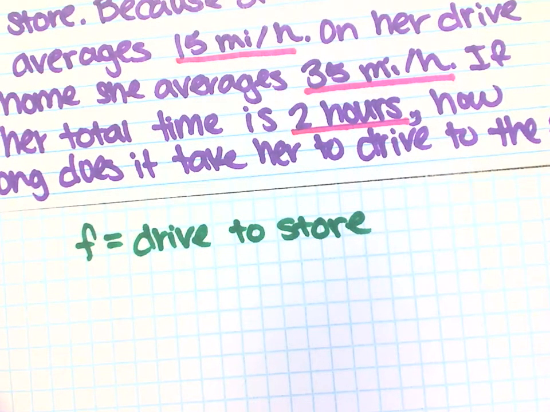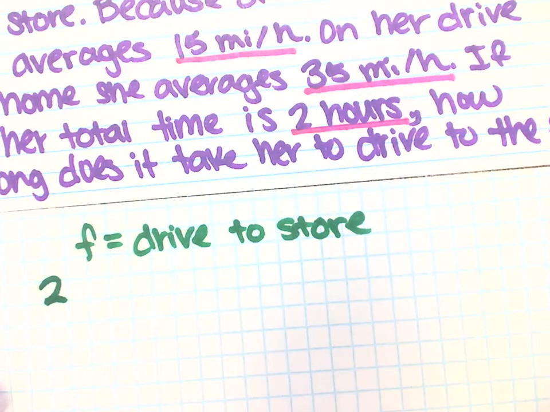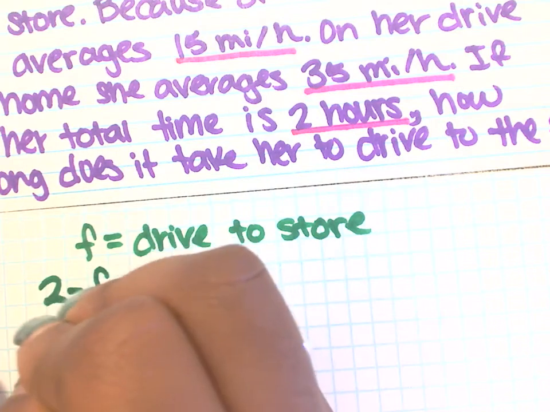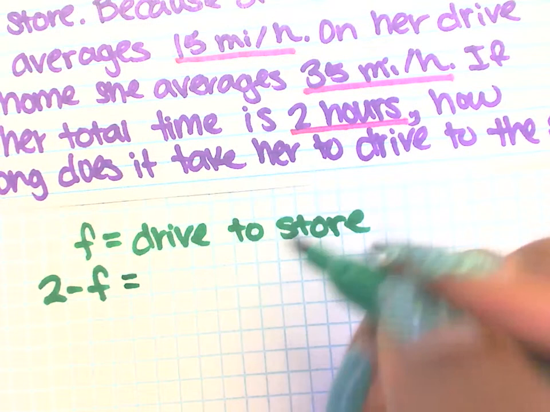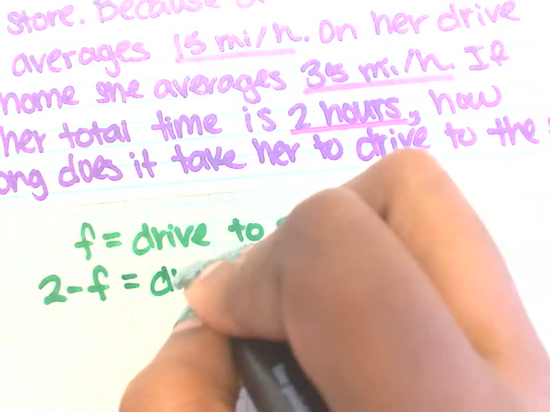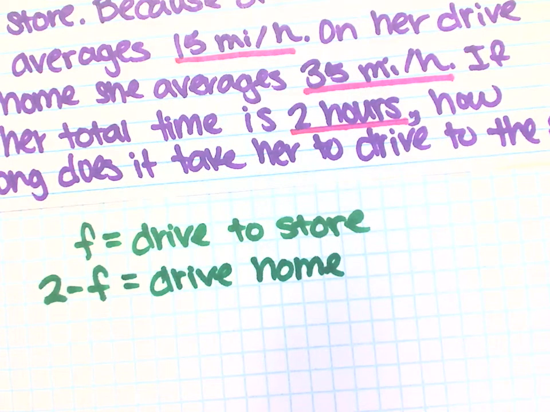Then my drive home, it took me a total of 2 hours, so I'm going to do 2 hours minus how much it took me to get there. Because if it took me a whole 2 hours, and F is how much it took me to drive to the store, then the whole 2 hours minus that F should give me what's left over, what it took me to drive home. So 2 minus F is my drive home. So F plus 2 minus F should give me the total time, right?